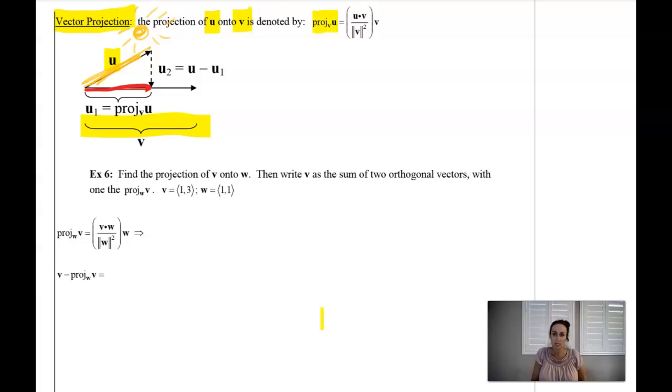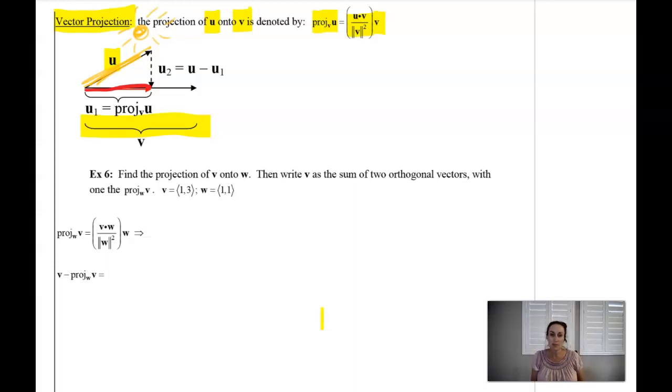So the projection of U onto V is going to be U dot V divided by the magnitude of V squared, times vector V. So again, V is the vector that U is projecting onto. So you can project force, you can project magnitude, all onto this vector.